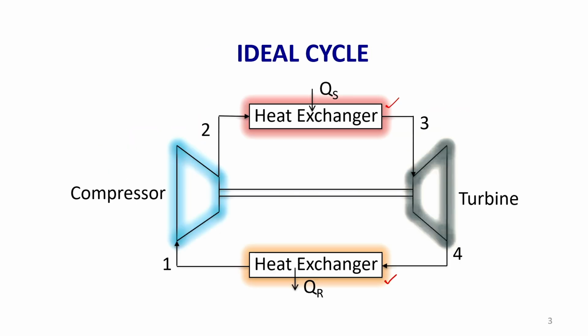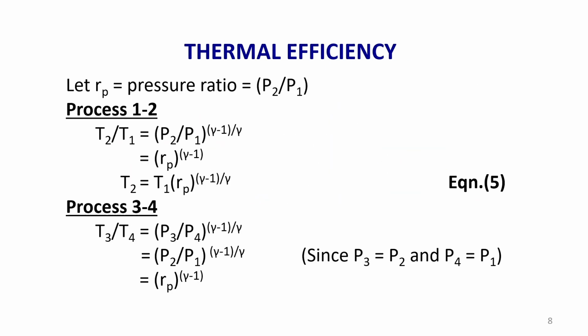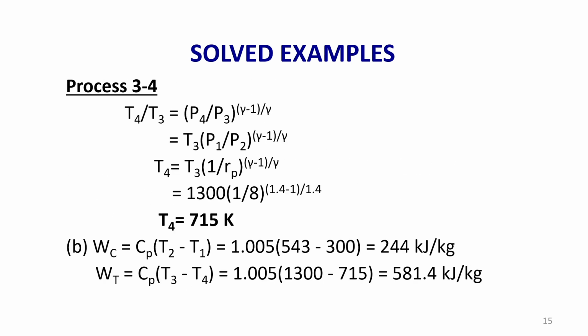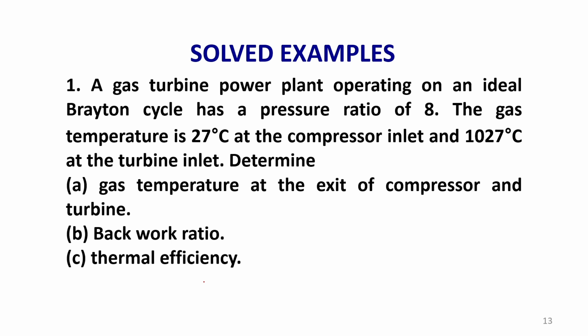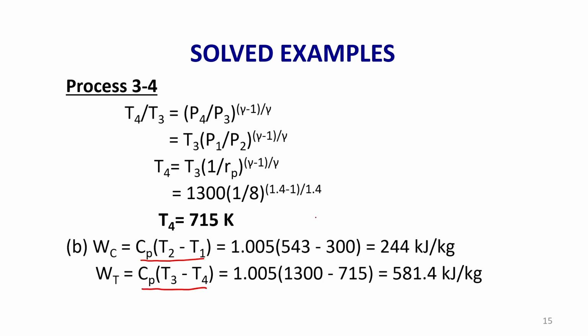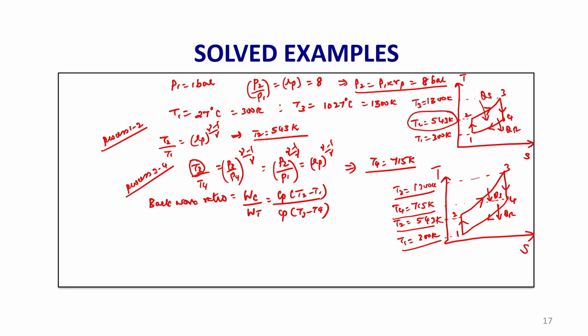Work of compression: compression takes place during the process 1 to 2, so T2 minus T1. This formula, Cp into T2 minus T1, is for process 1 to 2 which is compression, and 3 to 4 is expansion. So these two formulas I will be using: Cp into T2 minus T1 divided by Cp into T3 minus T4. When we calculate WC, we are getting 244 kilojoule per kg, WT is 581.